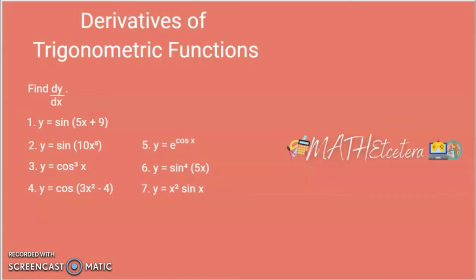Number 5, y is equal to e raised to cosine x. Number 6, y is equal to sine raised to 4 5x. And number 7, y is equal to x squared sine x.